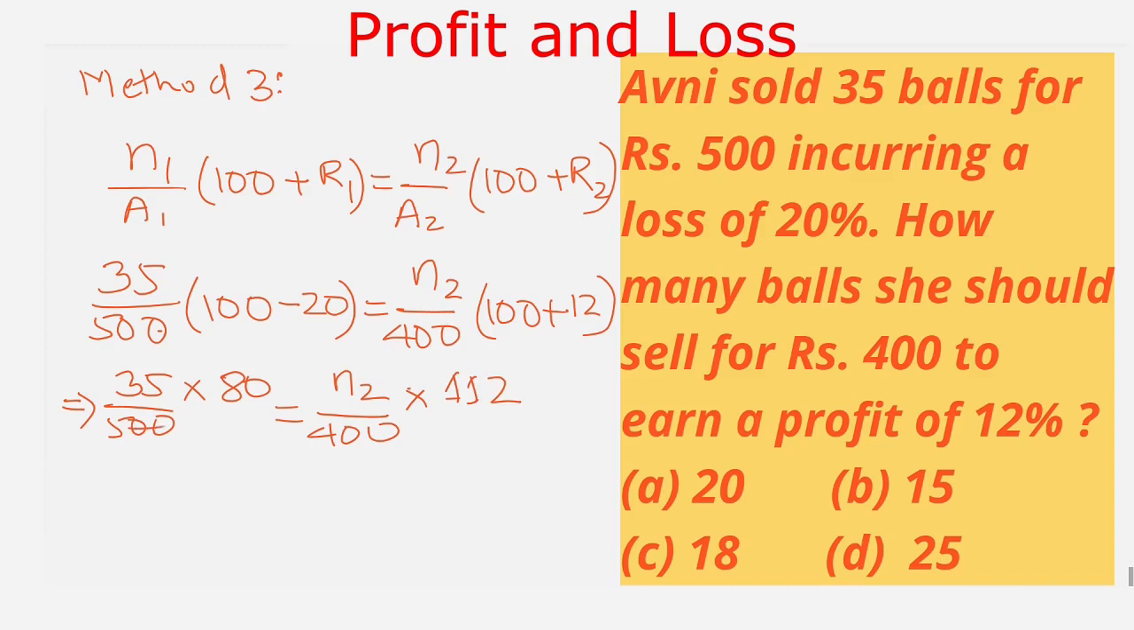Now we cancel the two zeros of 500 on the left hand side with the two zeros of 400 on the right hand side. 16 cancels 80 for 5 times and 112 for 7 times. 7 cancels 35 for 5 times, and 5 of the numerator is cancelled by 5 of the denominator. Now by cross multiplication, the value of N2 is 5 multiplied by 4, which is 20. And from the given options, our answer is option A.